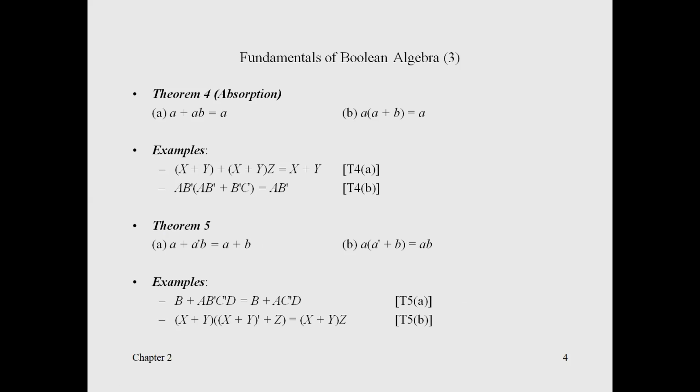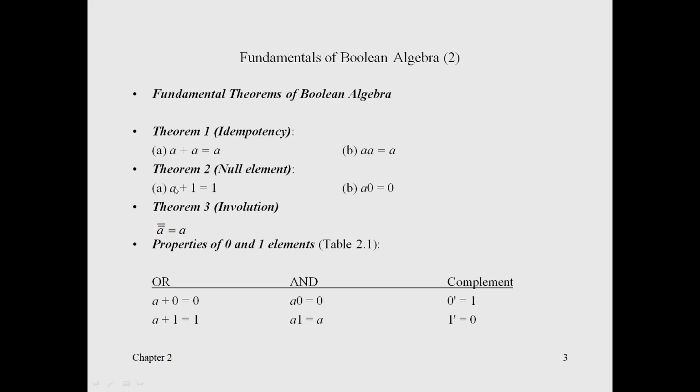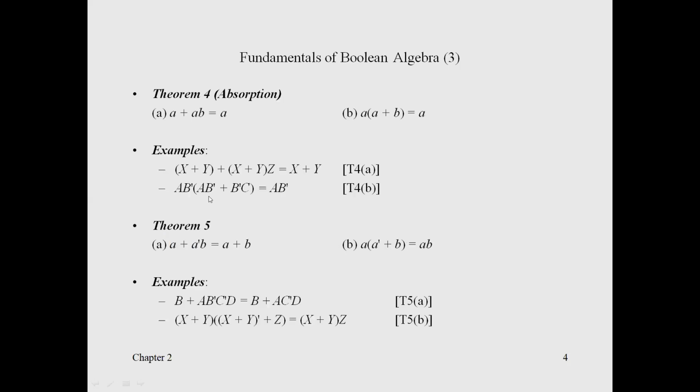Absorption: A plus AB is equal to A, A into A plus B is equal to A. Here you can see, A plus AB, if you take A common, 1 plus B will be remaining. So 1 plus B is again 1, so A into 1 is equal to A. In this way you can prove all the fundamentals of the Boolean algebra. So this is an example.